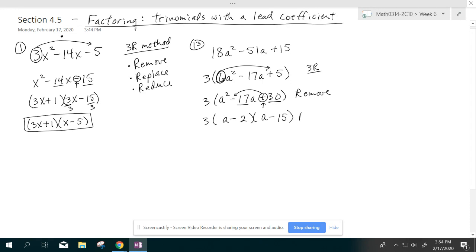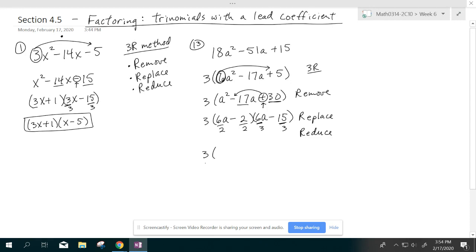Now it's time for the second R. What do I need to replace? The 6. Whatever you remove, later you have to replace. And what's the third R? Reduce. In the first set of parentheses, can I reduce 6 and 2? Yeah, they'll divide by 2. And in the second set of parentheses, can I reduce 6 and 15? Yeah, they'll reduce by 3.